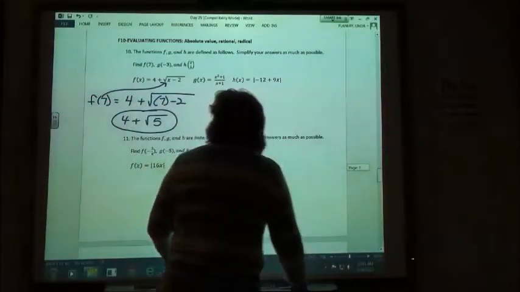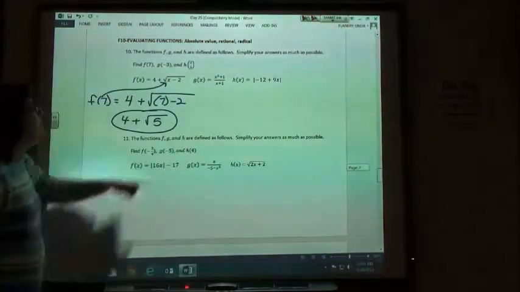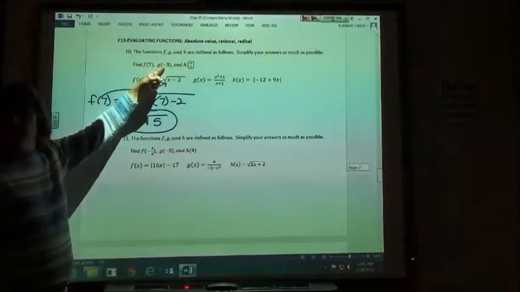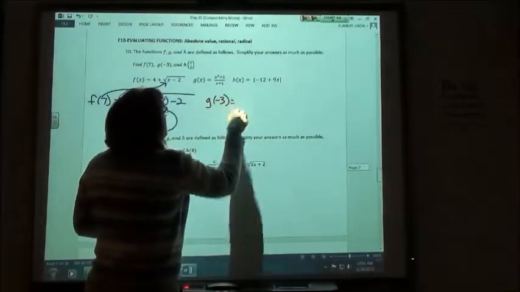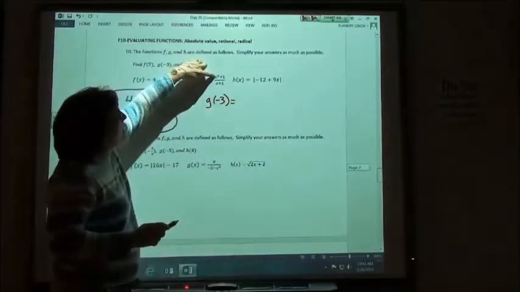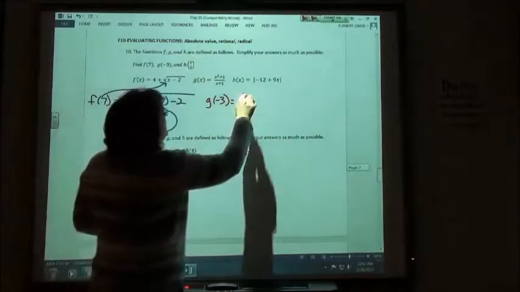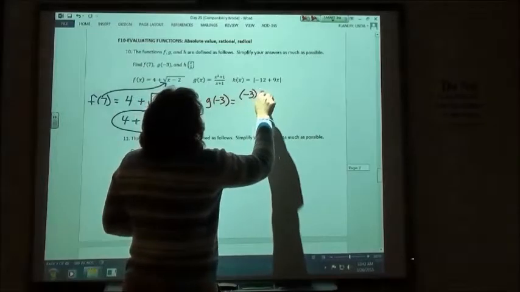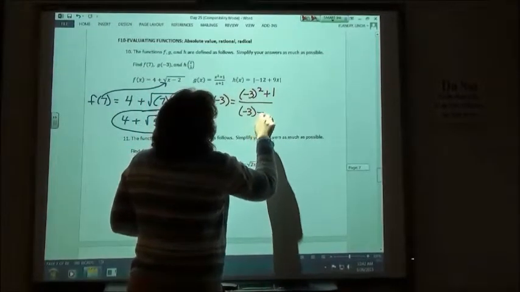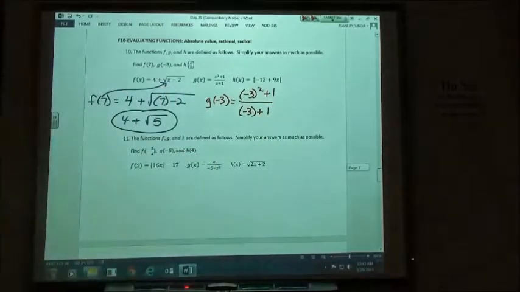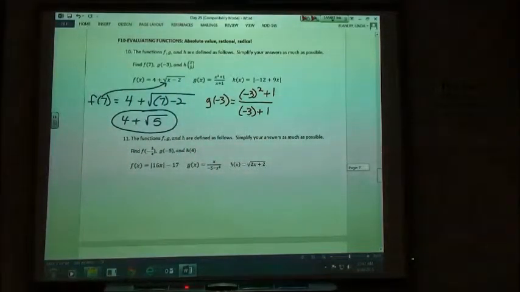Okay. So now we got to do the g. The g says we're going to do negative 3. G of negative 3 means I'm going to put it in up here and down here. So I'm going to have negative 3 squared plus 1 over negative 3 plus 1. See how I put those in there?